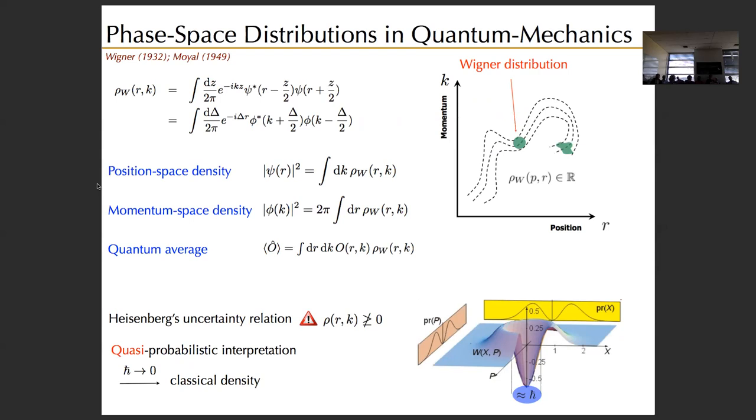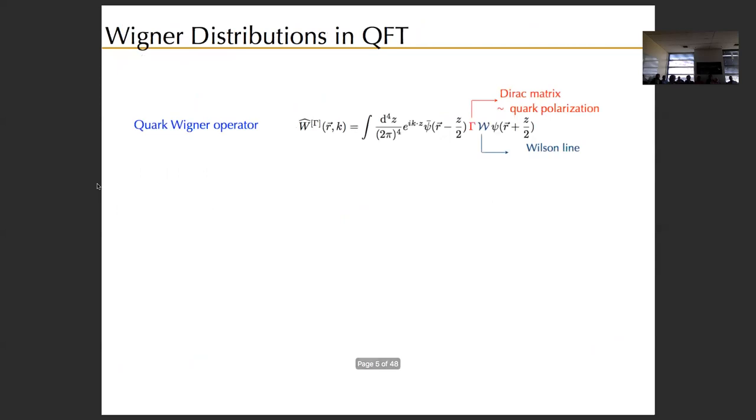Okay, so we wanted to generalize this definition to quantum field theory. Then we can start now from this quark Wigner operator, where you have your quark field, then you insert a Dirac matrix that, when you are at twist two, projects a different polarization of the quark, and then to make the object gauge invariant, you introduce a Wilson line. In this case, k is the four-momentum, and R is the coordinate in three dimensions.